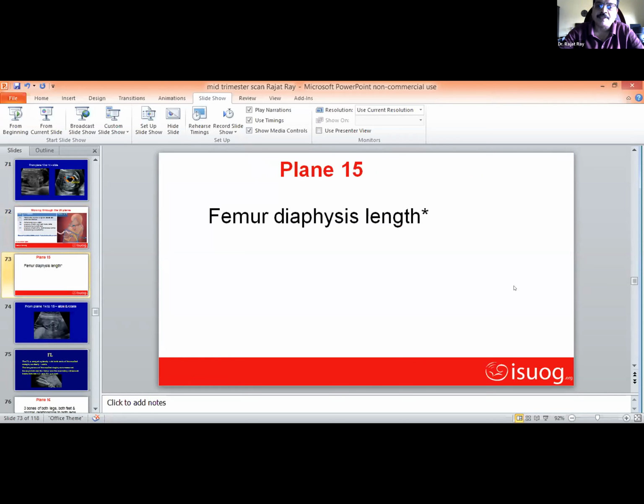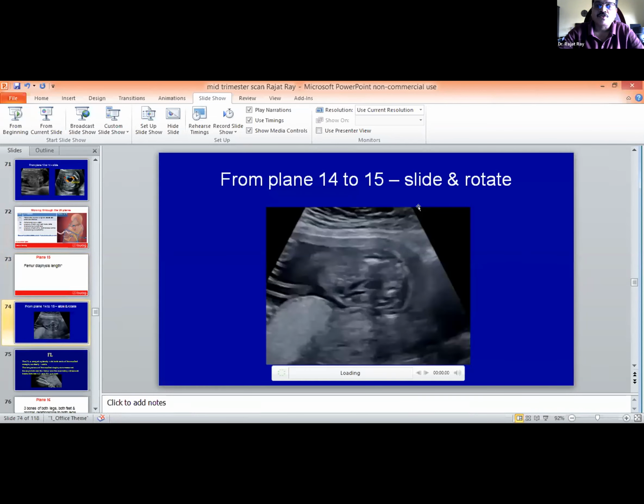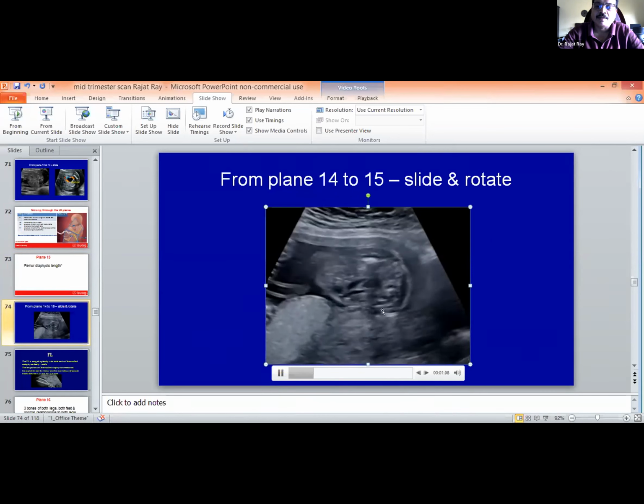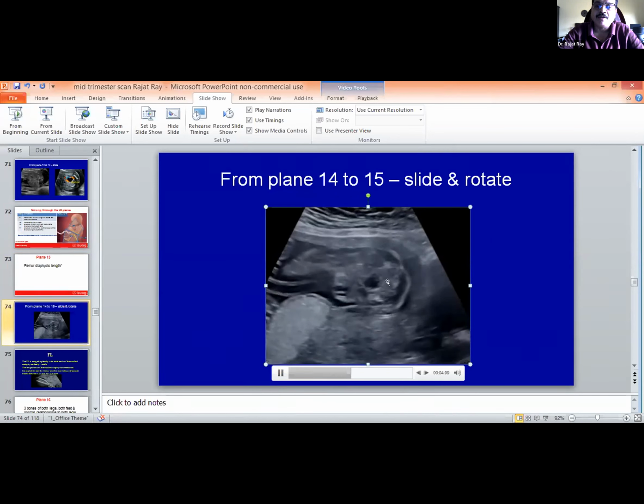First is plane 15, that is the femur diaphysis length. From plane 14 to 15 means bladder to femur. How will you go? Obviously, we will slide and rotate because the baby keeps on moving, to get the femur. So here, from the bladder, you are rotating and getting the femur.